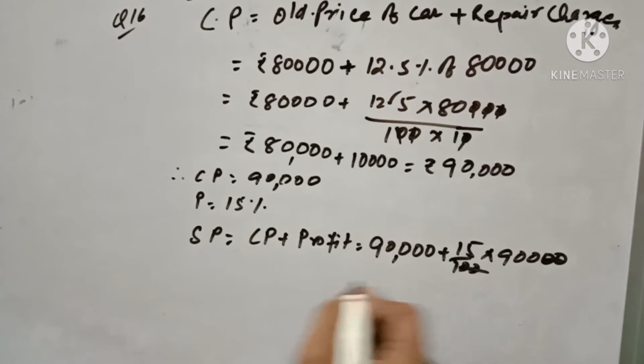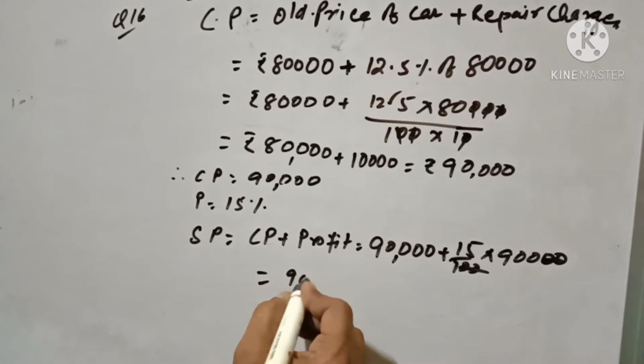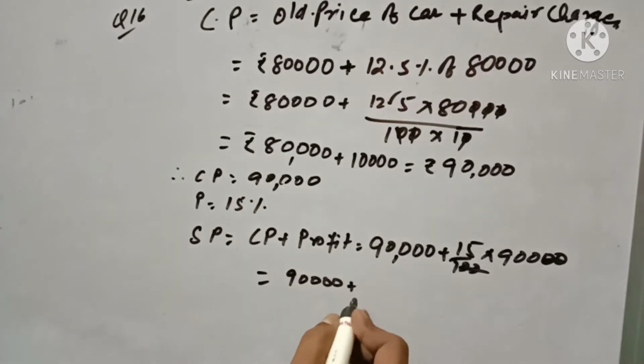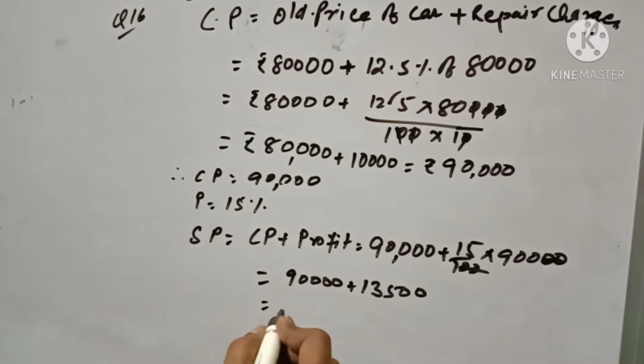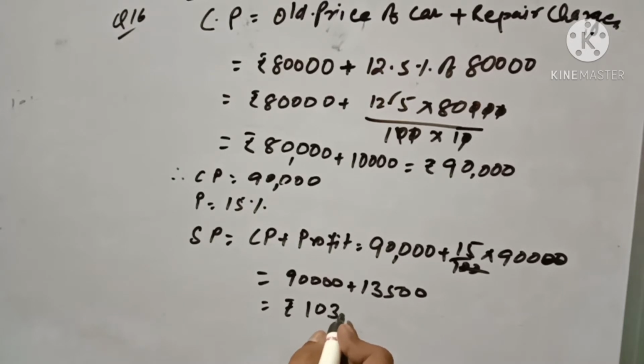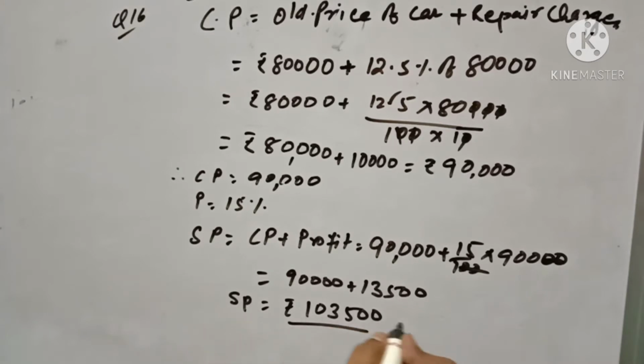The zeros cancel. Multiply 15 with 900, so it will be 90,000 plus 13,500. Add it, you will get rupees 1,03,500. So if he wants to make a profit of 15%, he must sell that old car along with the repairing charge for rupees 1,03,500. So this is our required answer.